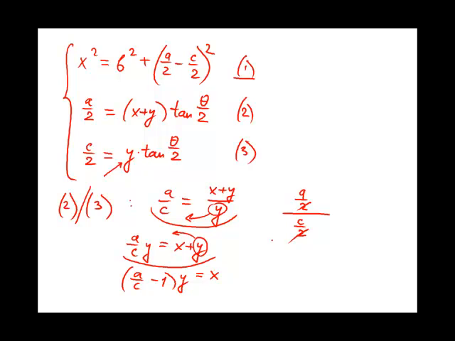Because on the left I have a over c, y minus y. And y is a common factor. And inside the brackets I have a over c minus 1. Okay? Now, what I want to do is this. I want to take this equation and take the square of this equation. I want to raise both sides of this equation to power 2.